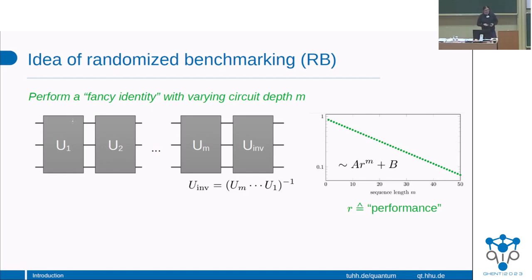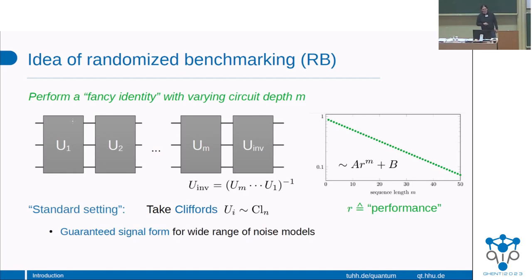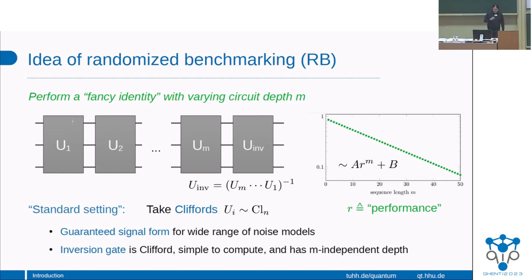So there's a certain standard setting, if you like, where you take these unitaries to be uniformly sampled from the Clifford group. This has a couple of advantages. For instance, there are lots of papers that guarantee the exponential signal form for this protocol for a wide range of noise models. And there's also a practical advantage, namely Cliffords are comparably easy, so the inversion gate is again Clifford. You can efficiently compute it, and it has a depth which is independent of the number of Clifford unitaries you've applied before.